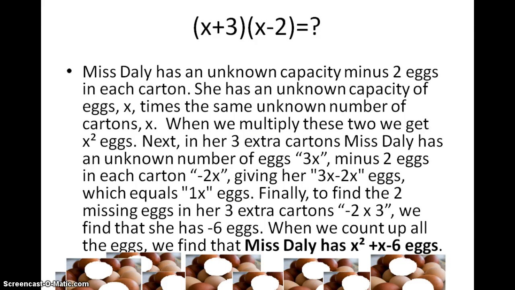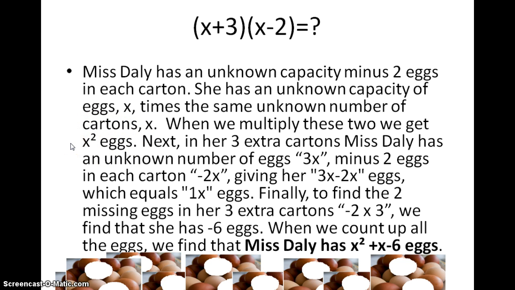Miss Daly has an unknown capacity, x, minus 2 eggs in each carton, right? So unknown minus 2. She has an unknown capacity of eggs, x, times the same unknown number of cartons. So there's an unknown number of eggs in each of these unknown number of cartons. So x times x. When we multiply these two out, we get x squared eggs.